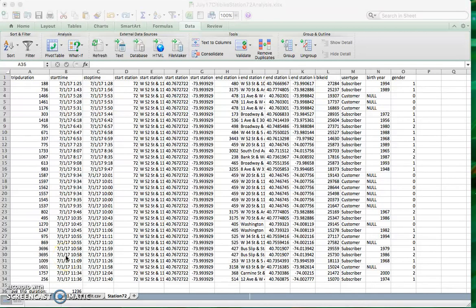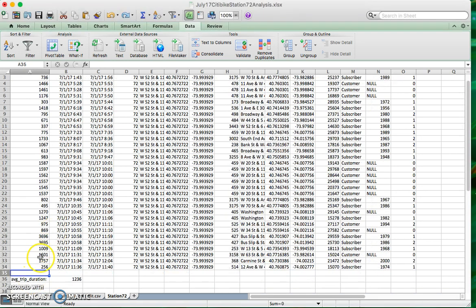Hey everyone. So now that we have calculated the mean trip duration, right? Okay, so the mean is what we sometimes refer to as the average. I'm actually going to label this more specifically as the mean. We also want to calculate the median, okay?